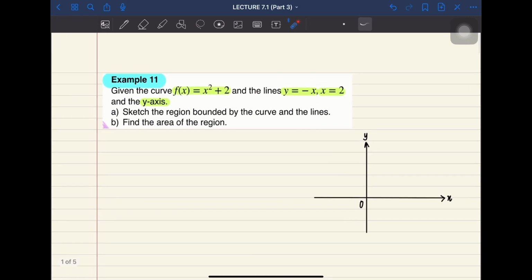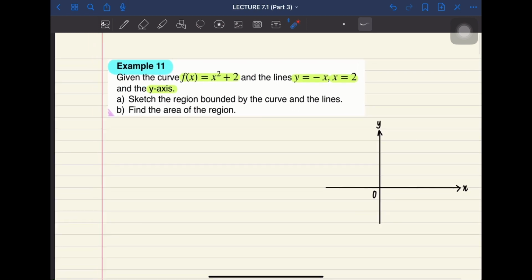So, dia kata given the curve f(x) sama dengan x square plus 2, y equal to negative x, x equal to 2 and the y-axis. So, the first part of the question, dia suruh sketch the region bounded by the curve and the line. Okay, so kita kena sketch and cari kawasan yang bounded ataupun kawasan yang terkurung oleh all the functions.